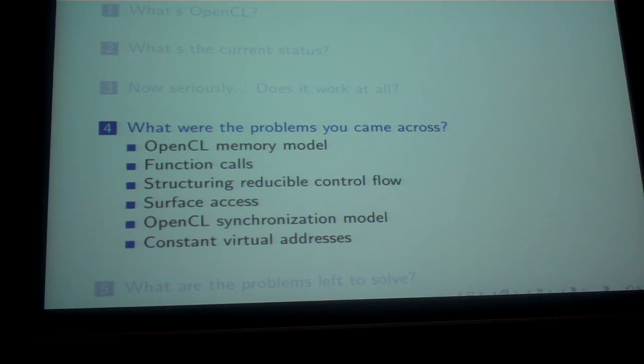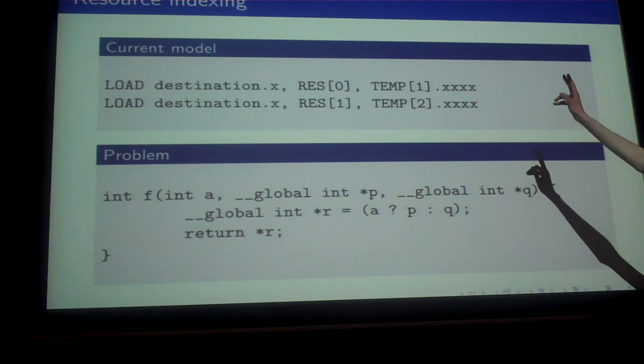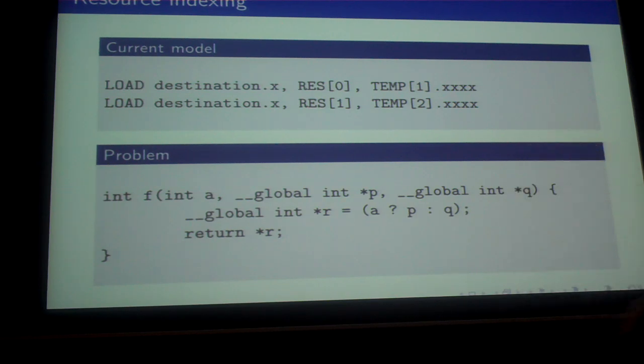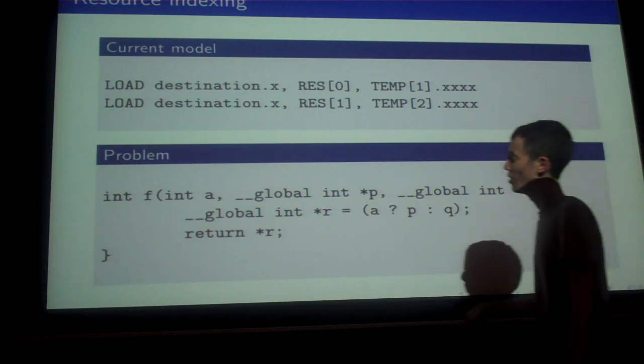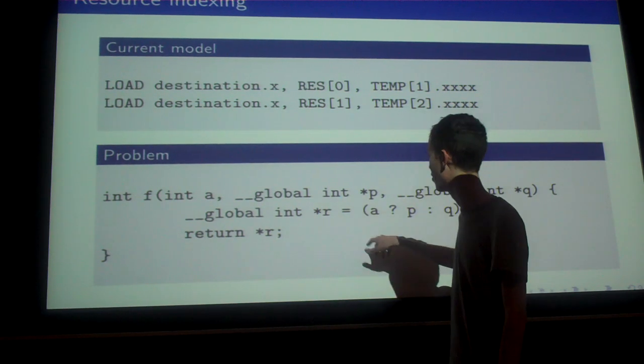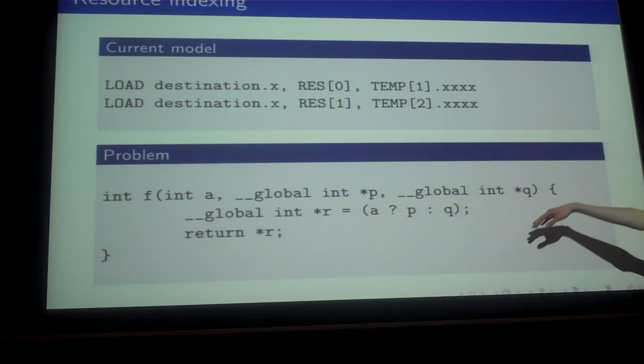Now I'm going to get back a little bit to the problems I encountered when trying to implement this. The first problem you'll hit when trying to implement OpenCL on top of the Gallium API will be its memory model, because in the current model we have in TGSI, we have a fixed number of resource slots. In a case like this one, for example, you don't really know from which buffer this pointer is going to come from, because it depends on another parameter that's specified by the user, so you can't really know it at compile time.